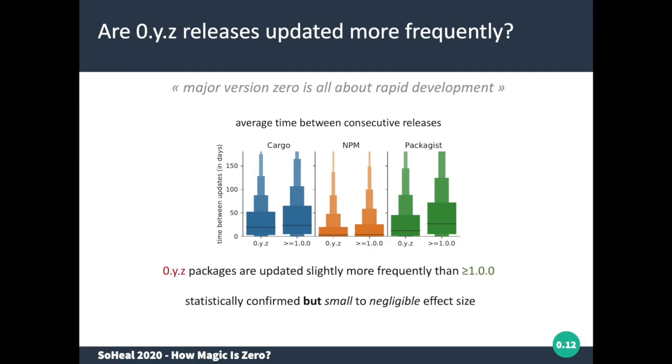We did find statistical evidence, but we computed the effect size and it was small to negligible. So although packages within the 0 version range are updated more frequently than packages in the 1 version range, they tend to do so only slightly more frequently with small effect size. So for all practical purposes, one could say that the difference is not enough to really say that we can find a big distinction between how packages in major version 0 behave compared to the packages with a higher version number.